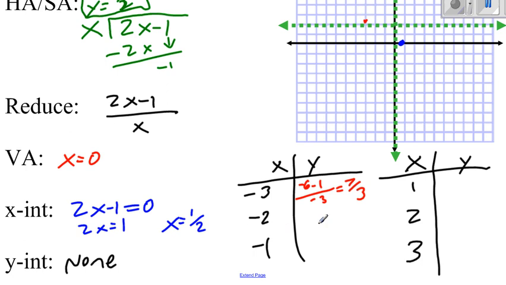Next, we'll plug in -2. 2 times -2 is -4 minus 1 over -2. That's -5 over -2, or 5/2, so that's 2.5. At -2, go up 2.5. And then plug in -1. 2 times -1 is -2 minus 1 over -1. -3 over -1 is just 3. So -1, 3 is our point.